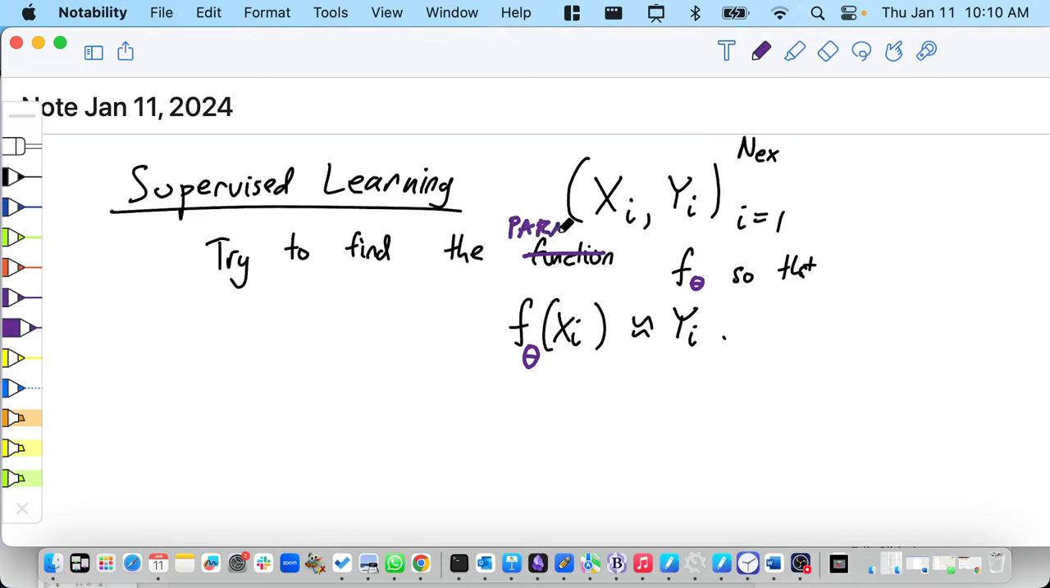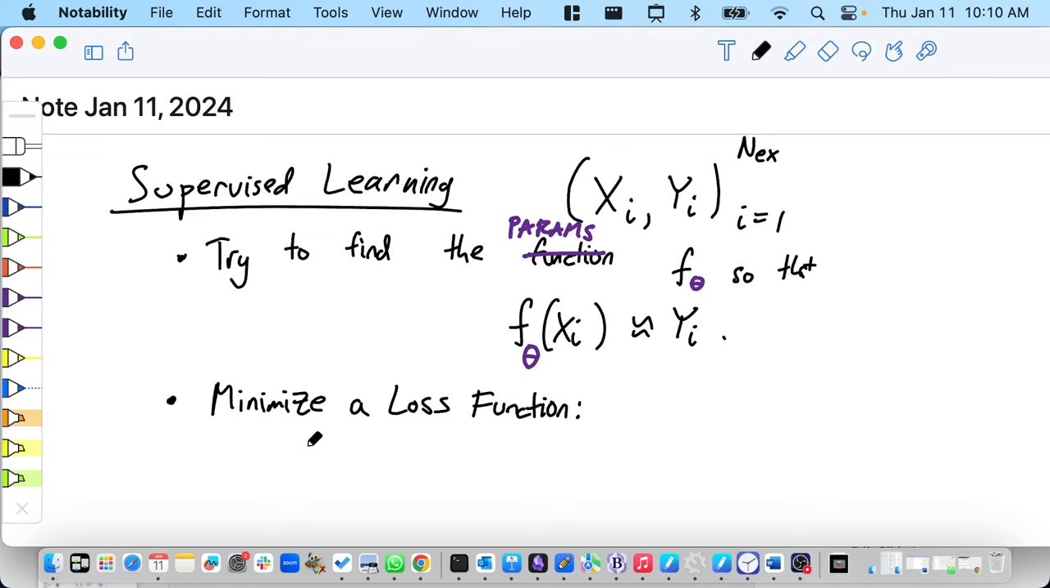Because if you find the parameters and you have your model set, then you know what the function is. Okay, so this is the setup. What does it mean to try to find this is approximately that? Well, in practice, we minimize a loss function.